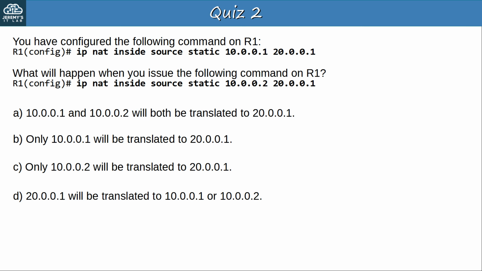Okay, let's go to question 2. You have configured the following command on R1. IP NAT inside source static 10.0.0.1 20.0.0.1. What will happen when you issue the following command on R1? IP NAT inside source static 10.0.0.2 20.0.0.1. Pause the video now to select the best answer.